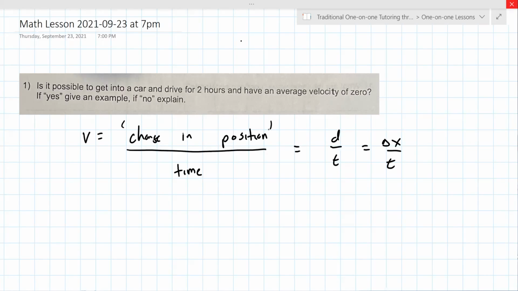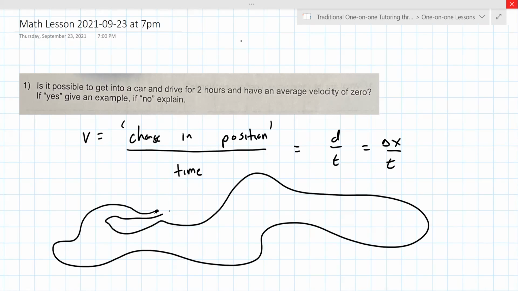It's an unrealistic situation because nobody just gets in their car and drives and then gets back to where they started. But in truth, you could start here and drive and drive and drive, and it doesn't matter what you do, as long as you end up back where you started, your change in position is zero. It doesn't matter how long you're driving, whether it's 2 hours, 2 minutes, 2 days. If you end up back where you started, yes, your average velocity can be zero because your change in position is zero. Basically, you didn't go anywhere. Your start equals your end point.